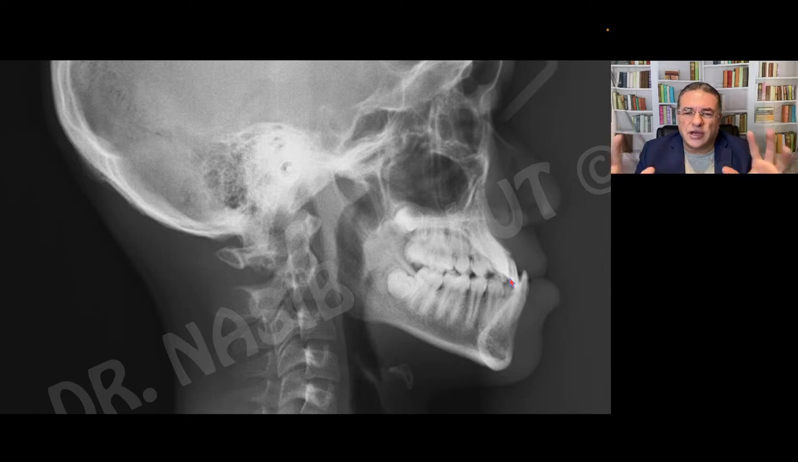So what will be my torque selection in this case? I will be using low torque on the upper 4 incisors, low torque on the lower 4 incisors, and high torque on the upper 4 cuspids.